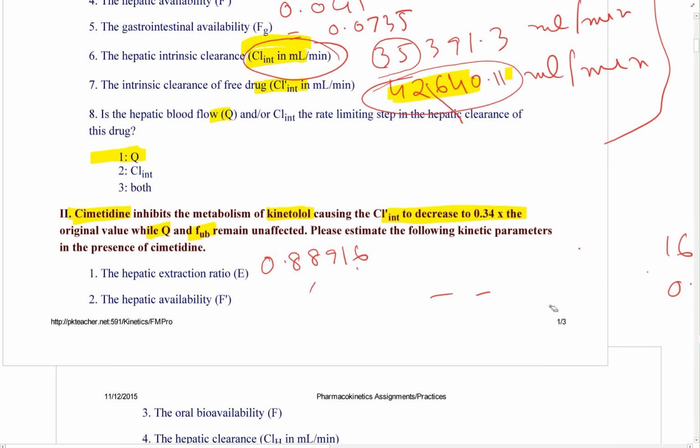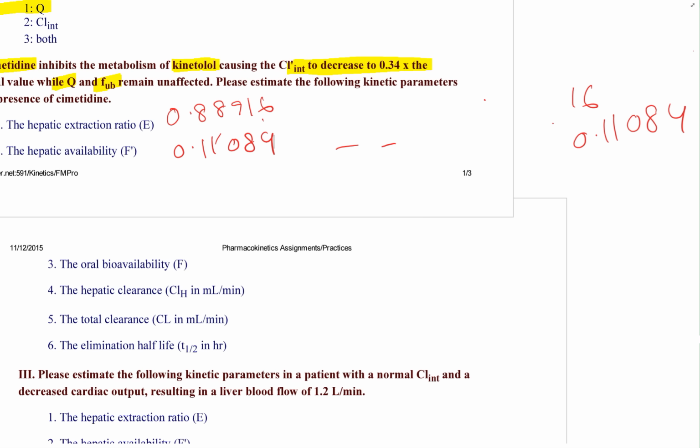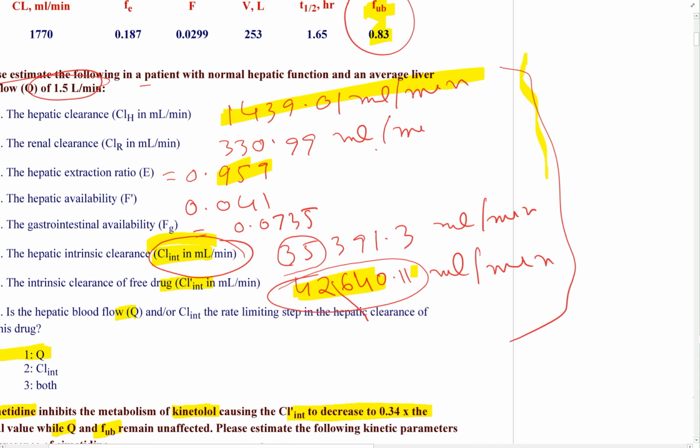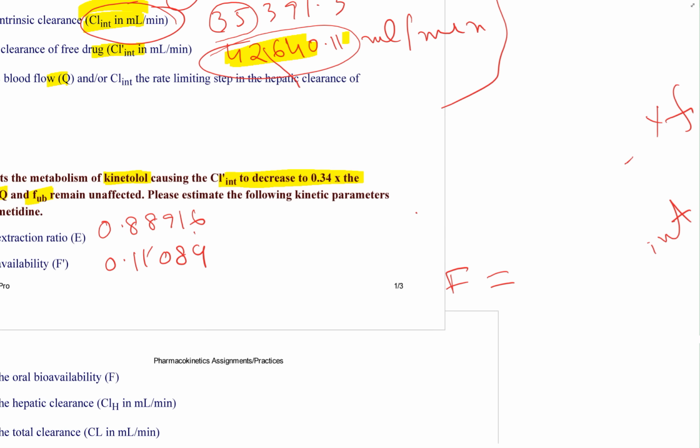So this is going to be your hepatic availability, 0.11084. If you know the hepatic availability, we also have to calculate another parameter, which is oral bioavailability. We can calculate oral bioavailability by using F, and we have to use the previous Fg. There was no change in Fg, so we have to use the previous Fg.